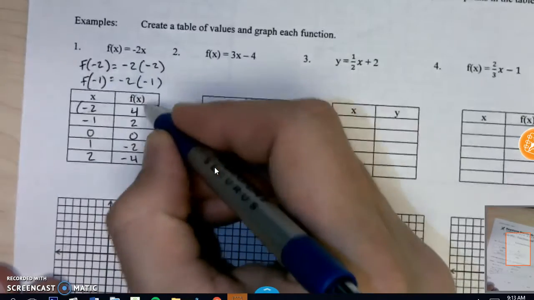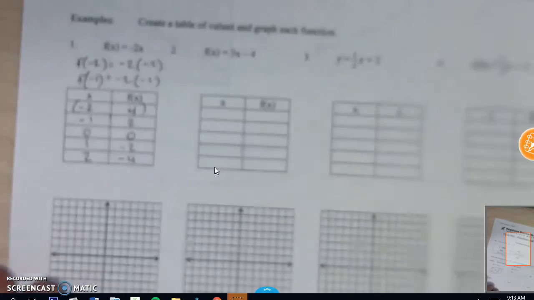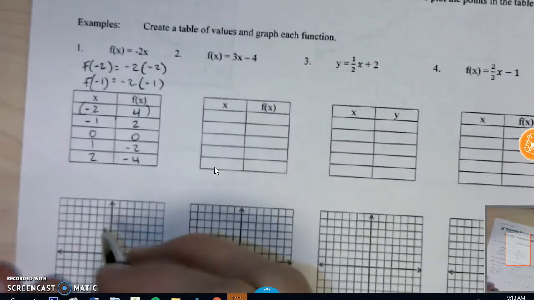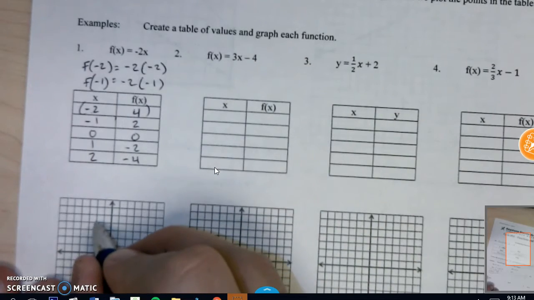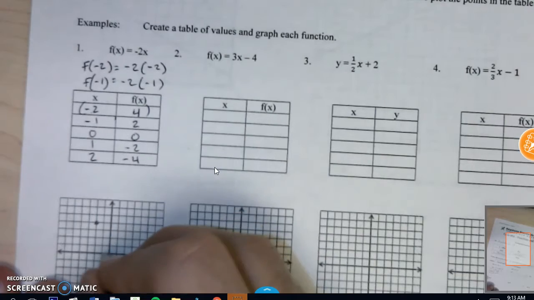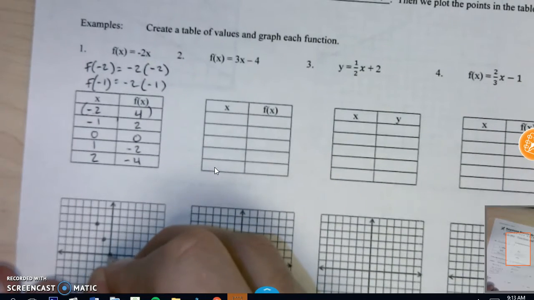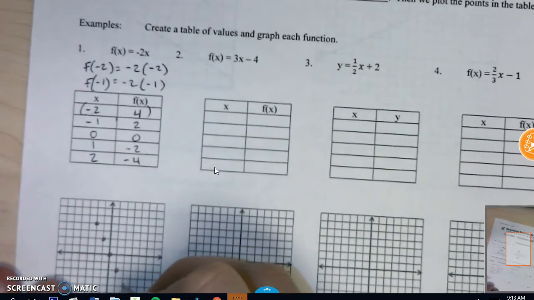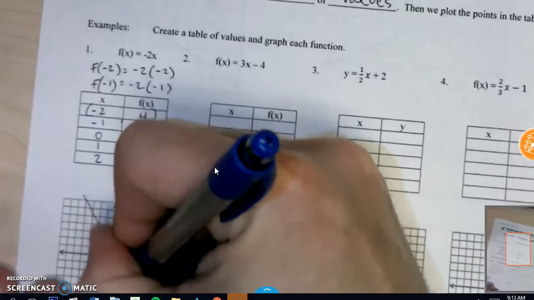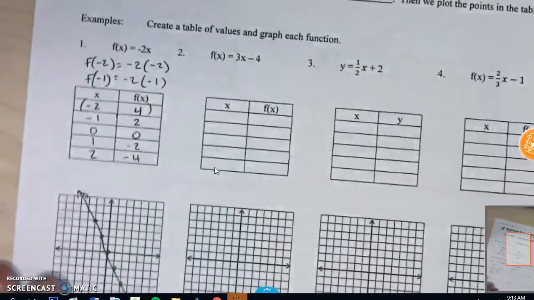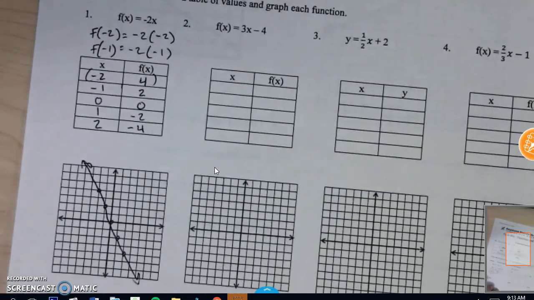So I can go ahead and plot. Each one of these are points, by the way. So we just have ordered pairs that are points. So we have -2, comma 4, and then we have -1, 2, 0, 0, 1, -2, and 2, -4. And then you can draw your very crooked line there through the equation. Okay, so you evaluate each part of the function.